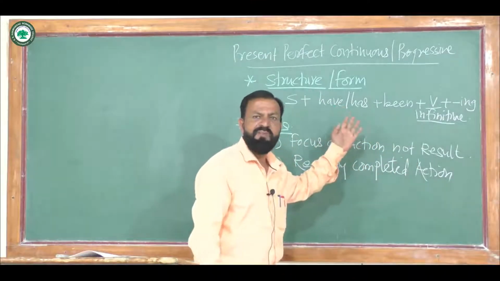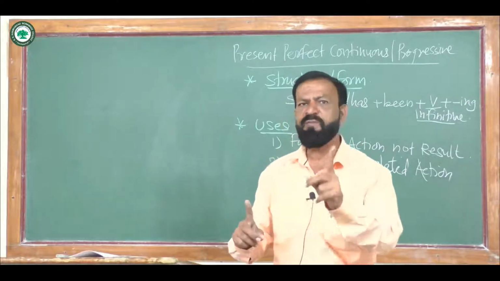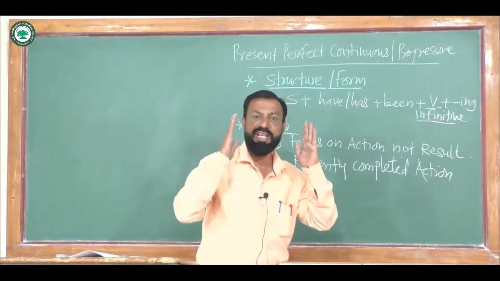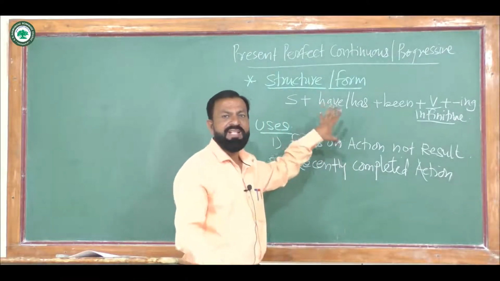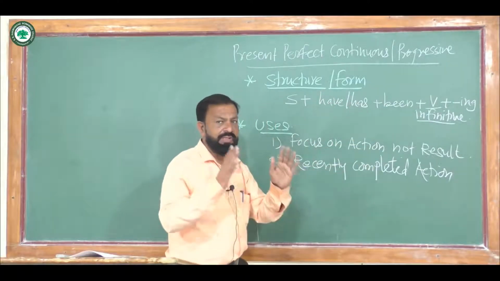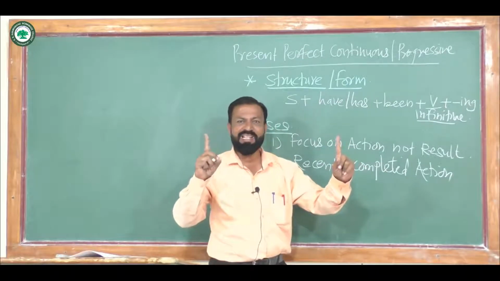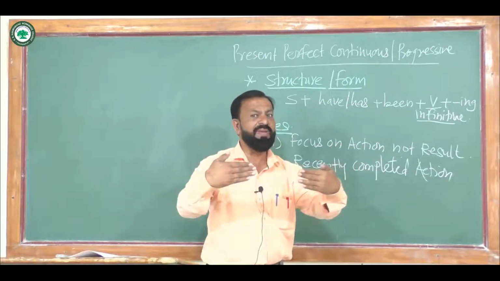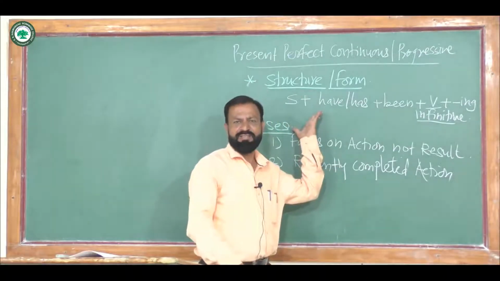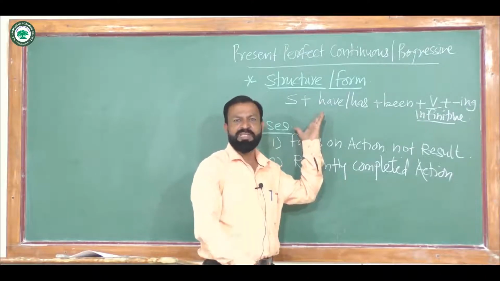Now I come to the first point, what is the structure of present perfect continuous tense, or we can say the formula. The title itself indicates it is perfect and it is continuous, so it is just the combination of two tenses. So here is the structure, or form, or we can say formula of the tense.